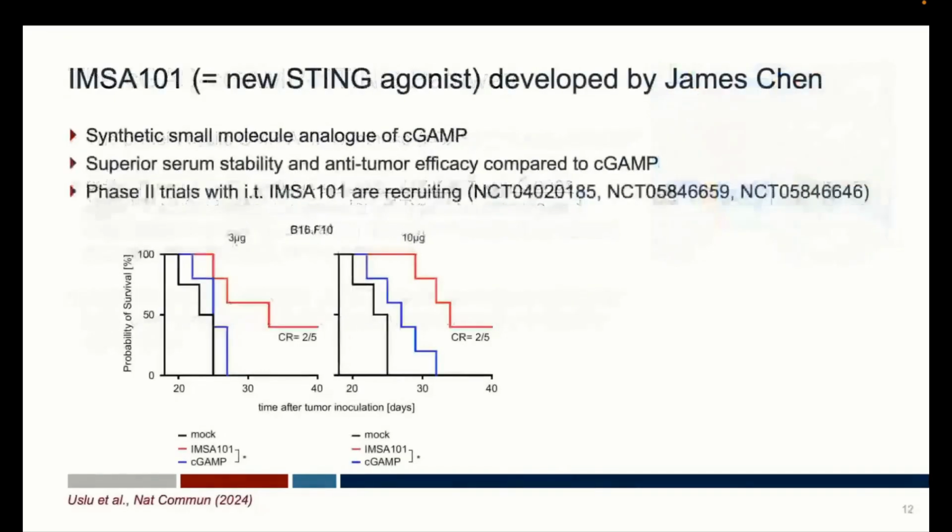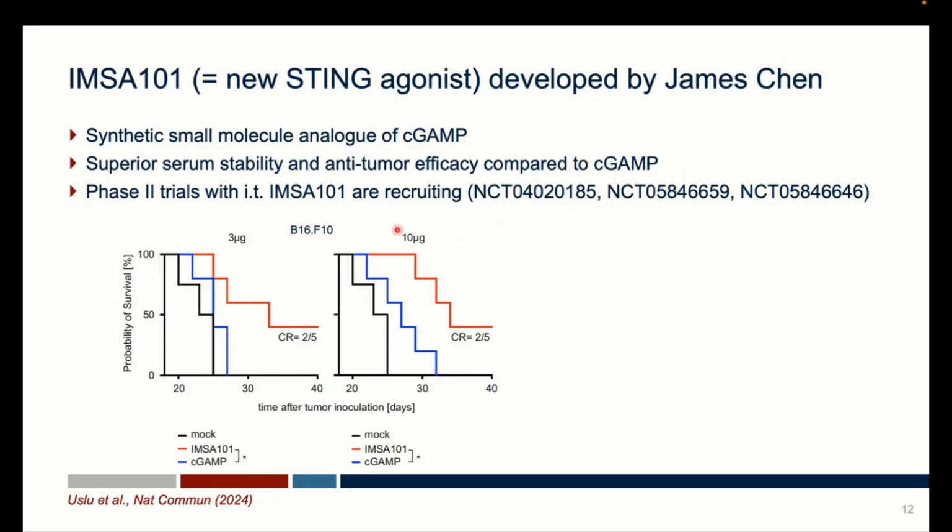And that's what James Chen did. He developed a new STING agonist, which is called IMSA-101. And that new STING agonist, the second generation, is a synthetic small molecule analog of cGAMP. It shows superior serum stability in patients and also superior anti-tumor efficacy compared to conventional cGAMP.